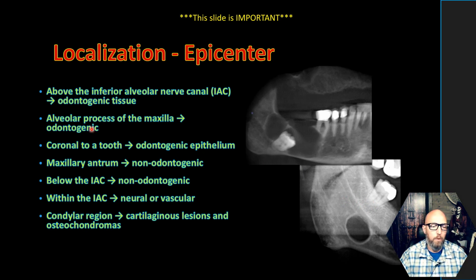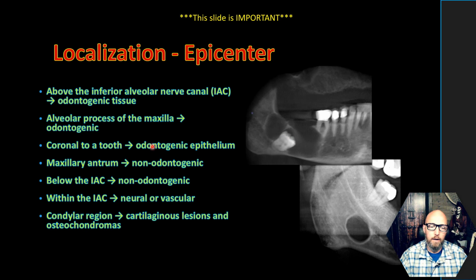odontogenic tissue. What that means in the maxilla is from within the alveolar process, so within the maxillary bone, but not something that looks like it's coming from the sinus and extending into the maxilla. That would be something more non-odontogenic. And then these are a little less important as we go down here. Coronal to the tooth. Does this look like it developed coronal to a tooth? Yeah, so it's probably going to have come from odontogenic epithelium.